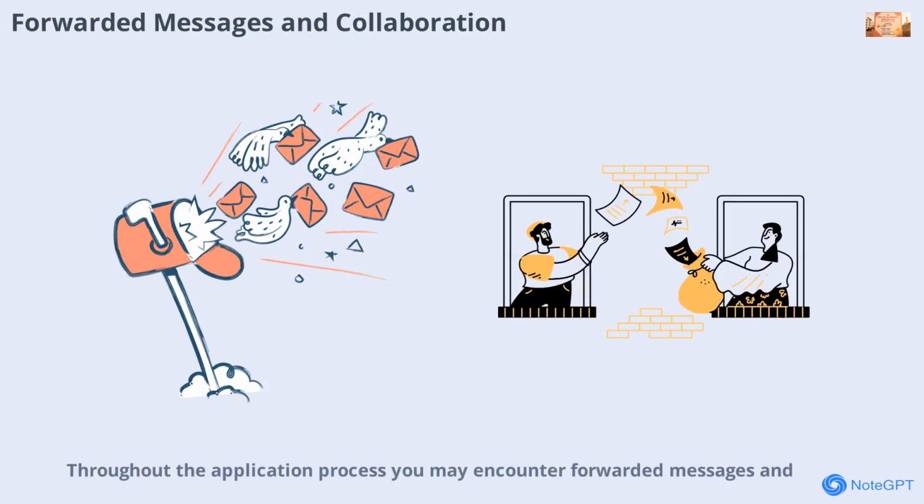Throughout the application process, you may encounter forwarded messages and collaborative emails between agencies and applicants. These communications often include important instructions, document requests, and updates. It's important to read all correspondence carefully and respond promptly to ensure nothing is missed. Collaboration between all parties helps keep the process on track.